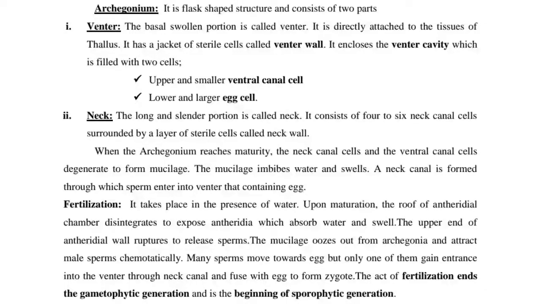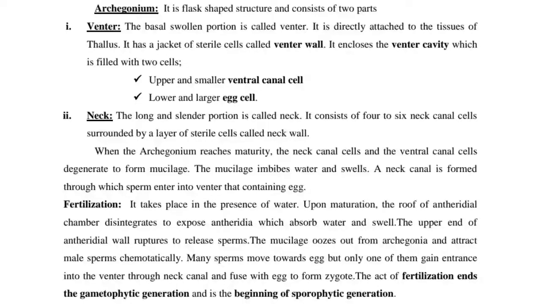Archegonium. It is a flask-shaped structure and consists of two parts. Venter. The basal swollen portion is called the venter. It is directly attached to the tissues of the thallus. It has a jacket of sterile cells called the venter wall. It encloses the venter cavity, which is filled with two cells: the upper and smaller ventral canal cell, and the lower and larger egg cell. Neck. The long and slender portion is called the neck. It consists of 4 to 6 neck canal cells surrounded by a layer of sterile cells called the neck wall.